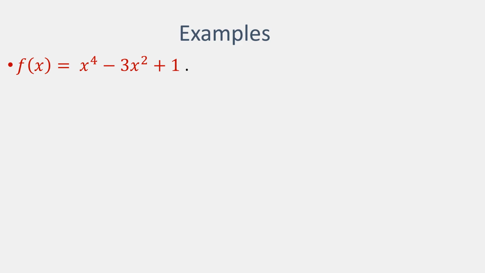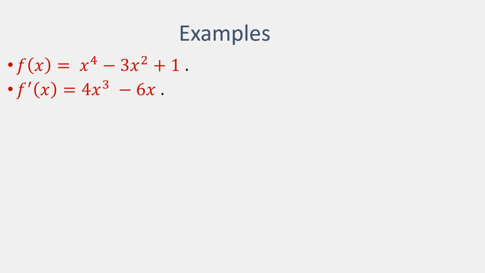What are the critical points of this function, and are they minima or are they maximum points, or can't we tell anything? So first of all, form the first derivative. We have 4 times x, we have to subtract 1 from the power, so we get 4x cubed minus 6 times x. So here's our first derivative function.